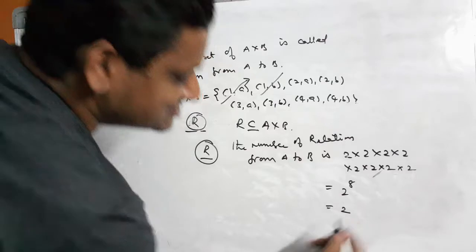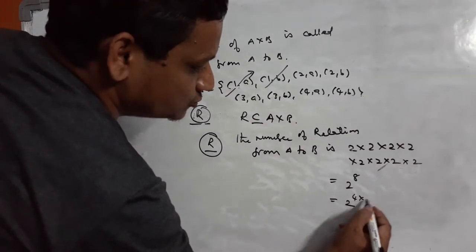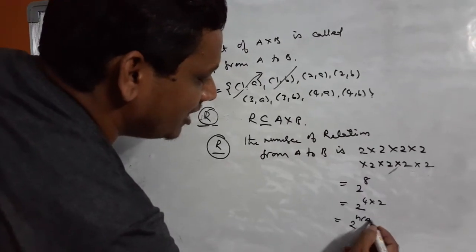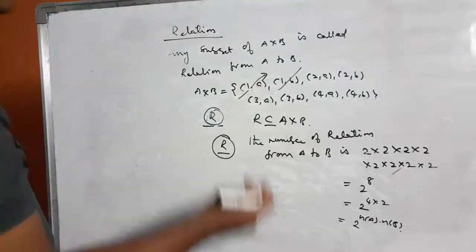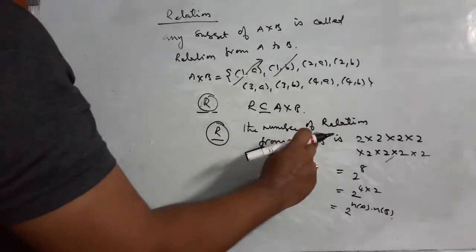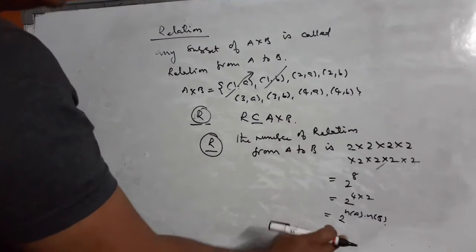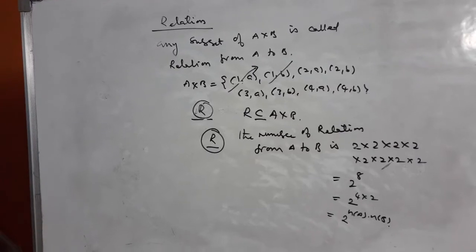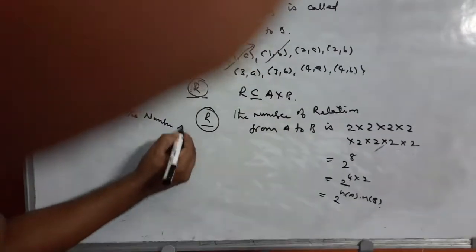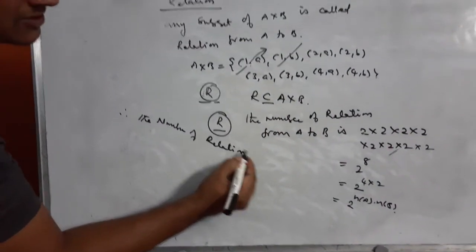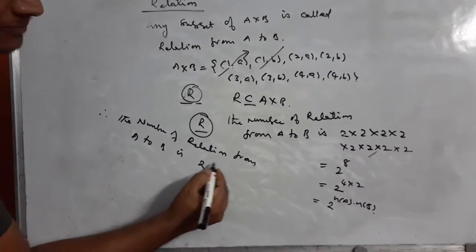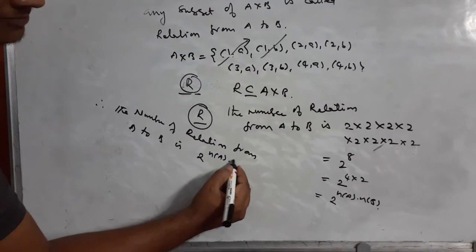2 to the power of 8 is nothing but 2 to the power of 4 into 2. It is nothing but 2 to the power of number of A into number of B. Here A contains 4 elements, B contains 2 elements. So we can write it as the number of relations from A to B is 2 to the power of number of A into number of B. So therefore the number of relations from A to B is 2 to the power of number of A into number of B.